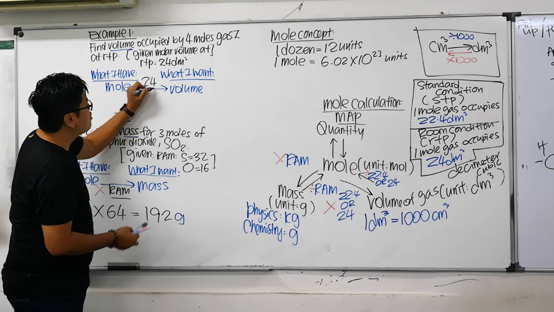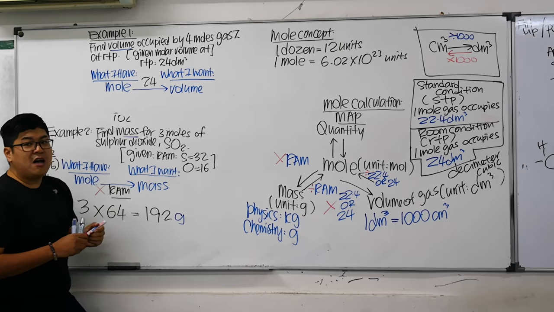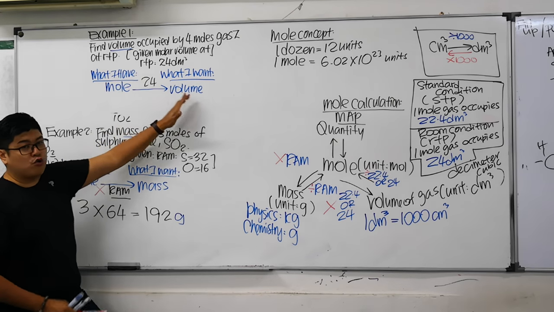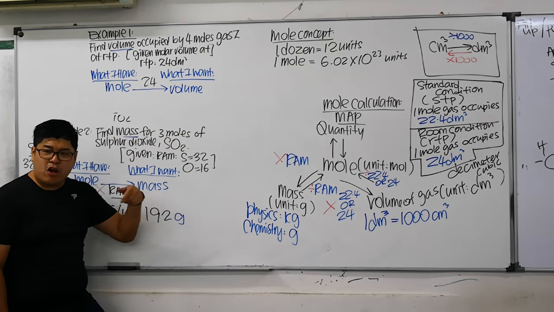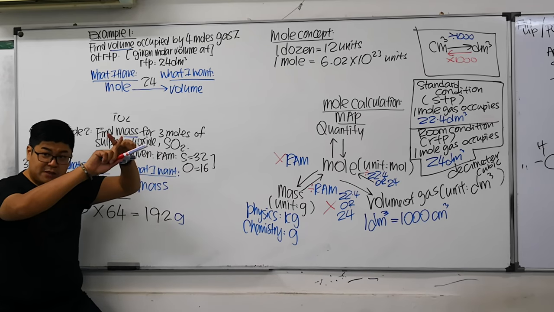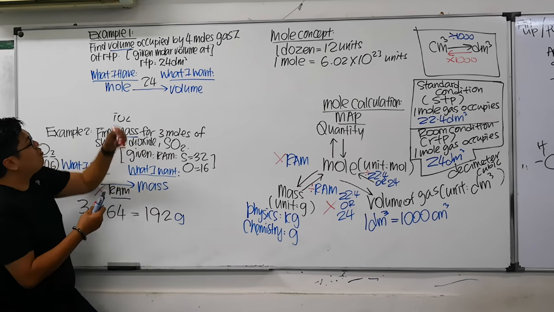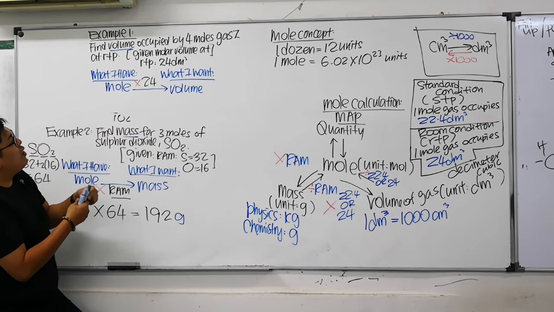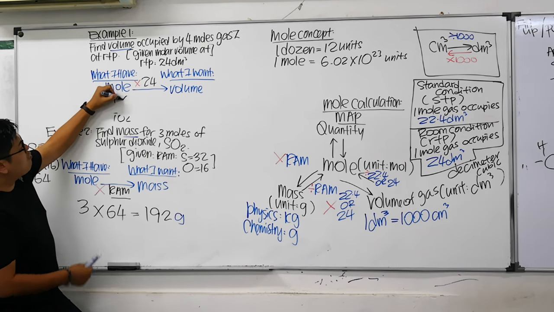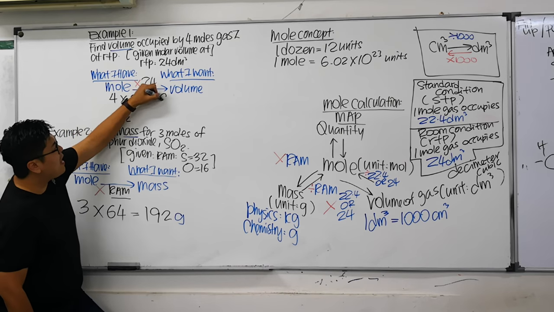Alright? Okay, now, next one. Last thing, operation. Mole change to volume. When mole changes to any other thing, the operation is? Here, mole becomes something, times. Something becomes mole, divide. Understand? So, times. Let's do it. What is my mole? 4. Multiplied by 24. Answer, 96.